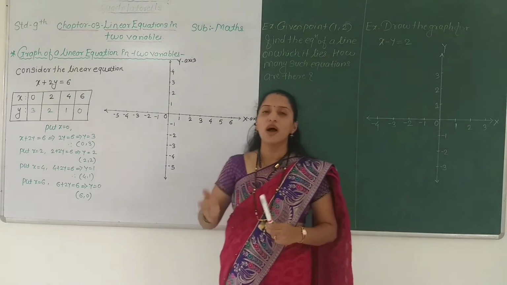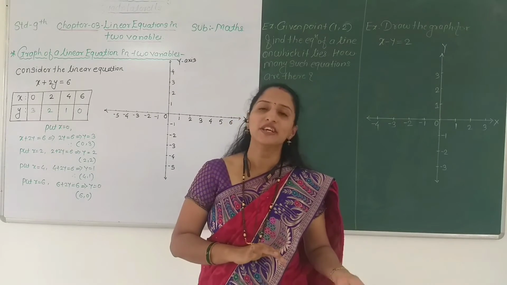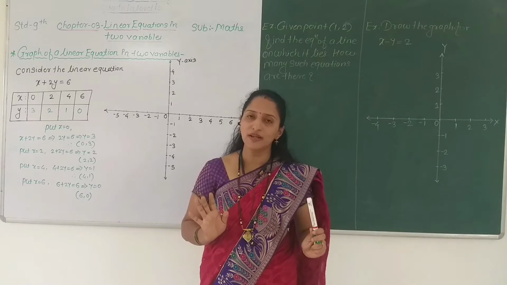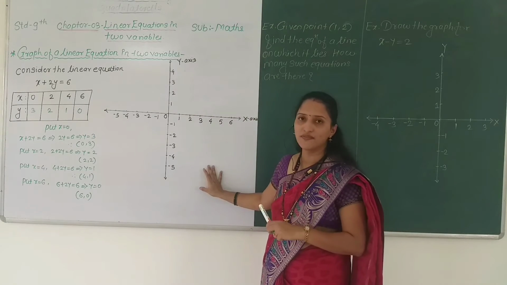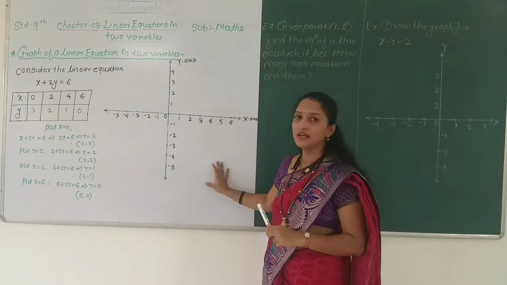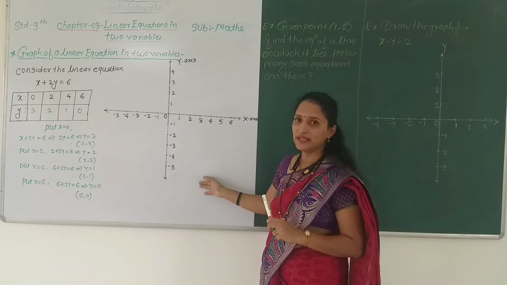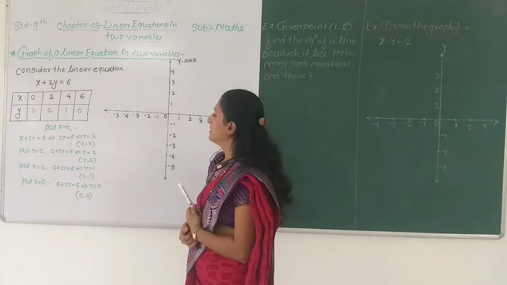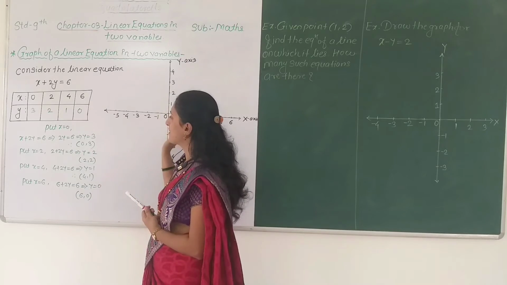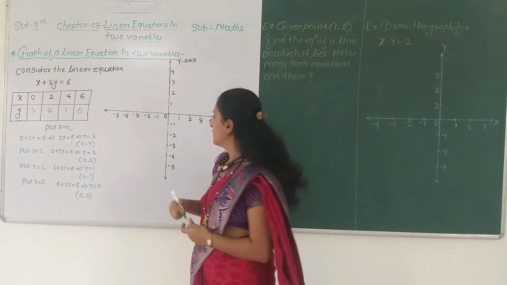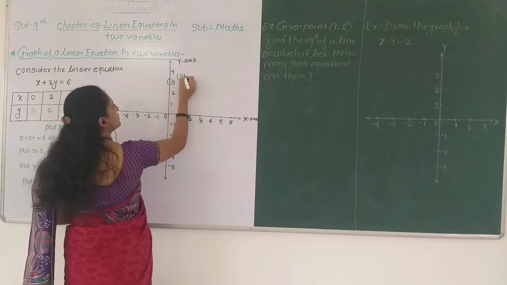Now all of you know how to plot a point on a graph. We have already studied this in chapter number 3. Do you remember? For this I have drawn a graph here, the coordinate plane. Now I am going to plot these 4 points on this graph. First one is (0, 3). On the x-axis 0, y-axis 3. So this point is (0, 3).